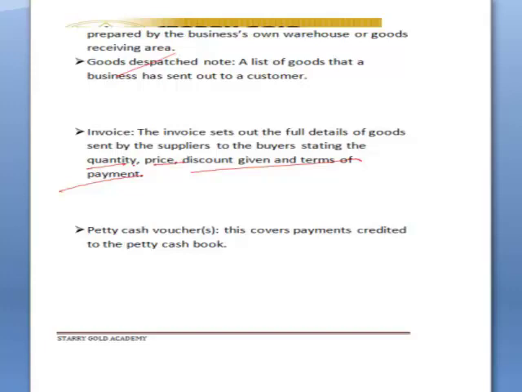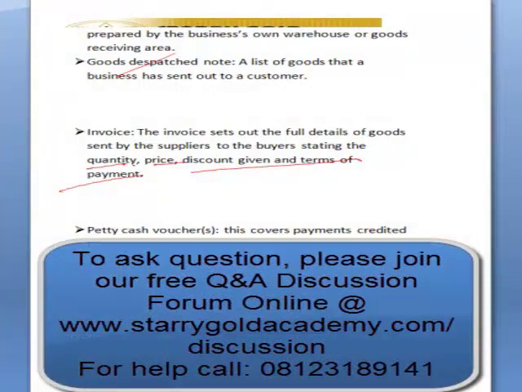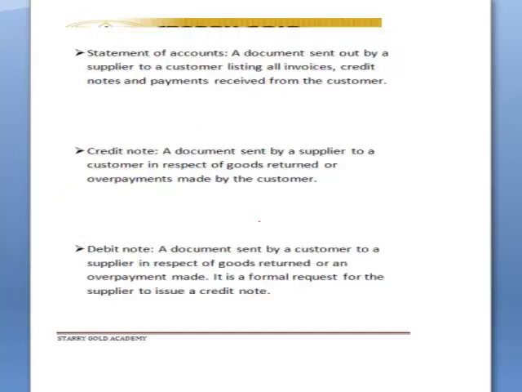We also have a petty cash voucher. A petty cash voucher covers payment credited to the petty cash book. So it's a major source document to the petty cash book. We also have what we call statement of account, a document sent out by a supplier to a customer listing all invoices, credit notes, and payment received from the customer.